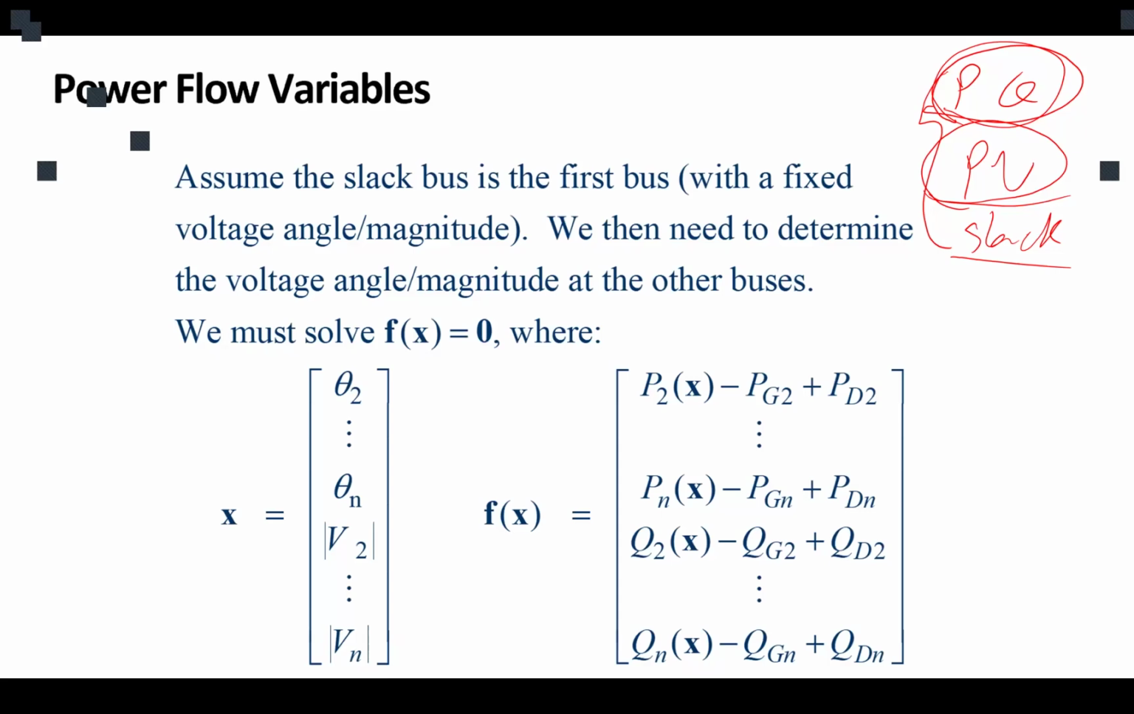If you use PQ, that means you already know what P and Q are, and you want to find out the voltages and thetas. For each bus, you know P and Q, you want to find out voltage and thetas. If you have a PV bus, you know P and voltage, and you want to find out Q and thetas.